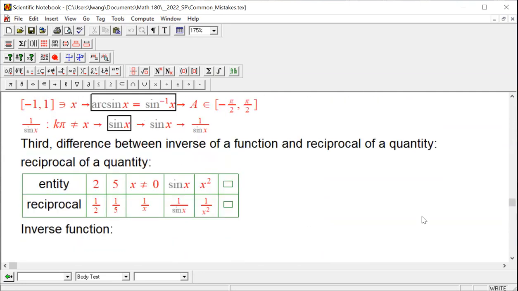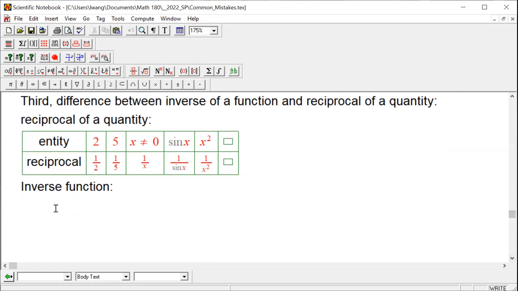Inverse function has to be a one-to-one function. In the making of inverse function, one's domain is the other's range. So we swap input with output. We swap input with output.